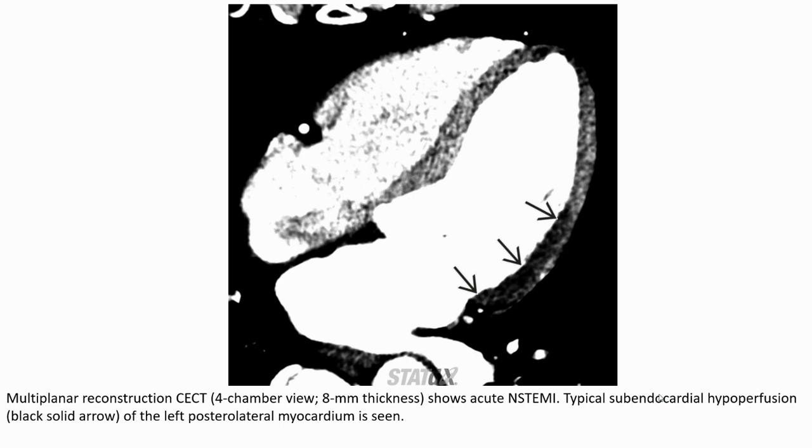This image shows multi-planar reconstruction, contrast enhanced CT, four chamber view, 8 millimeter thickness, showing acute non-STEMI with typical subendocardial hypoperfusion. The black solid arrow indicates this in the left posterior lateral myocardium.